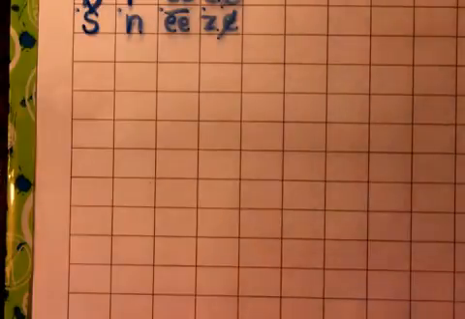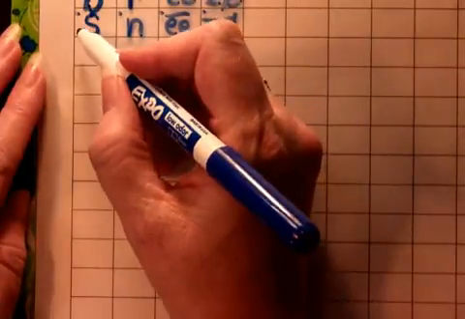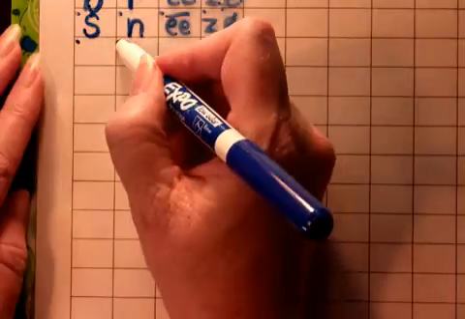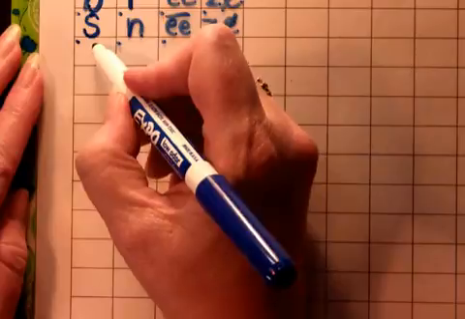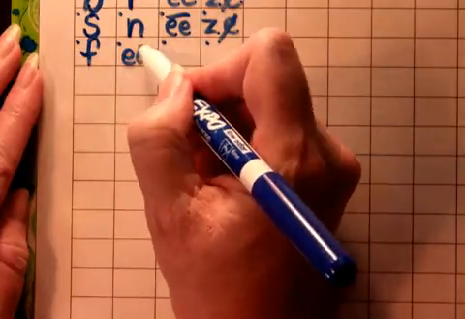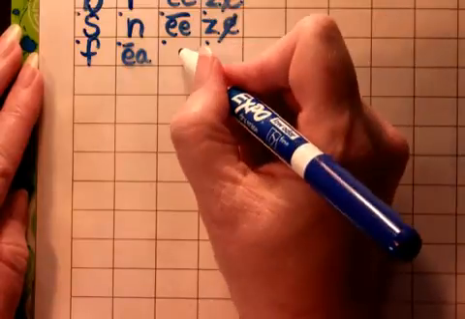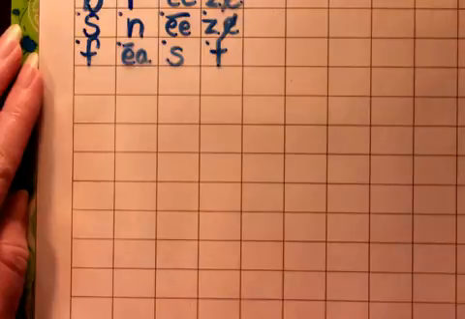So the first one we'll do is feast. I ate at a big feast. The first sound is F. E. Spell it E-A. Start at the top and go down. Feast.